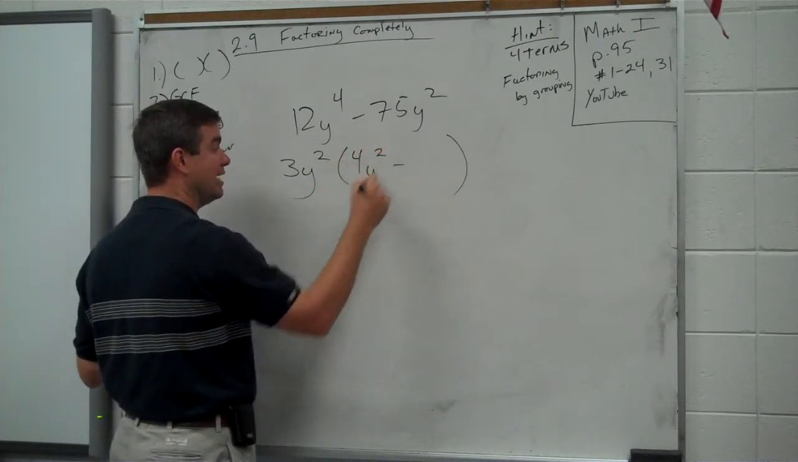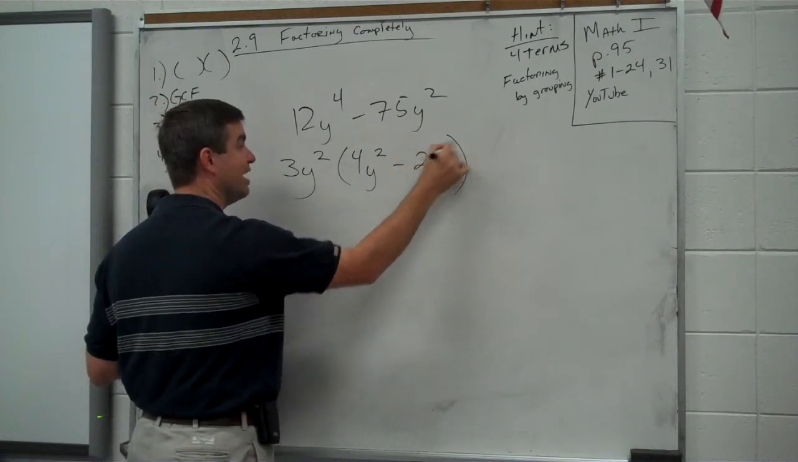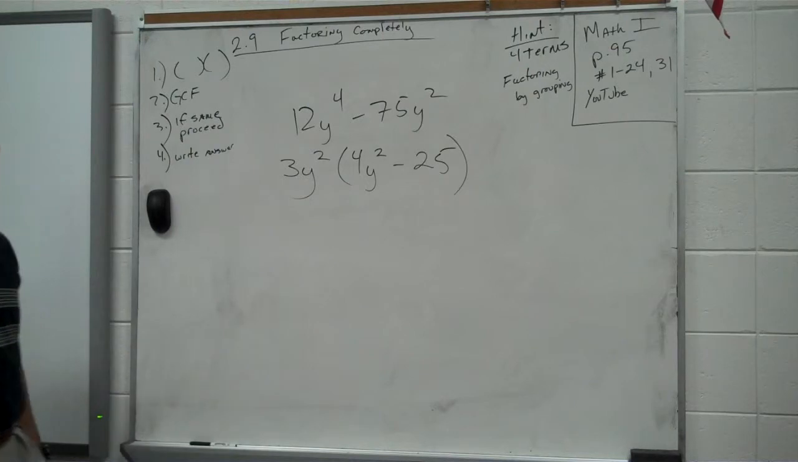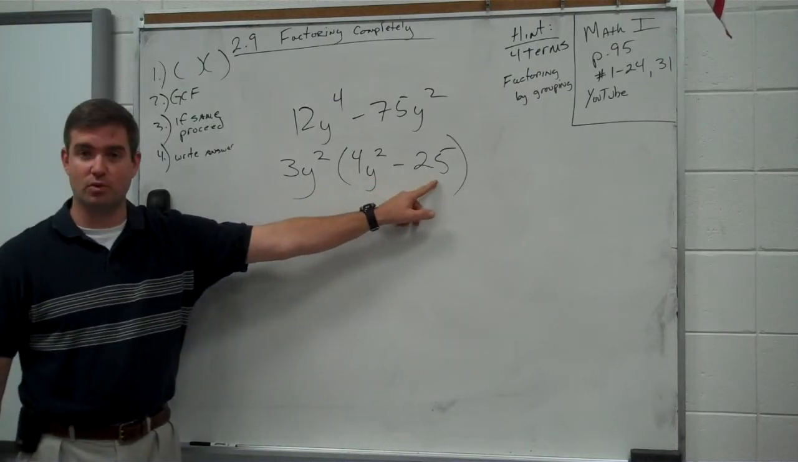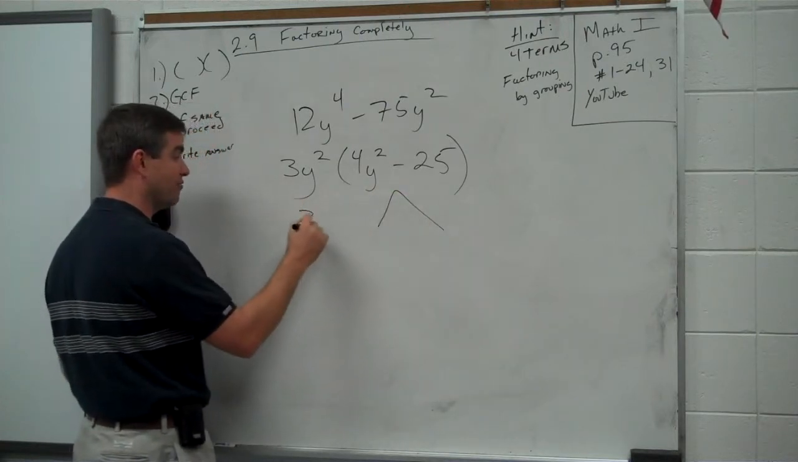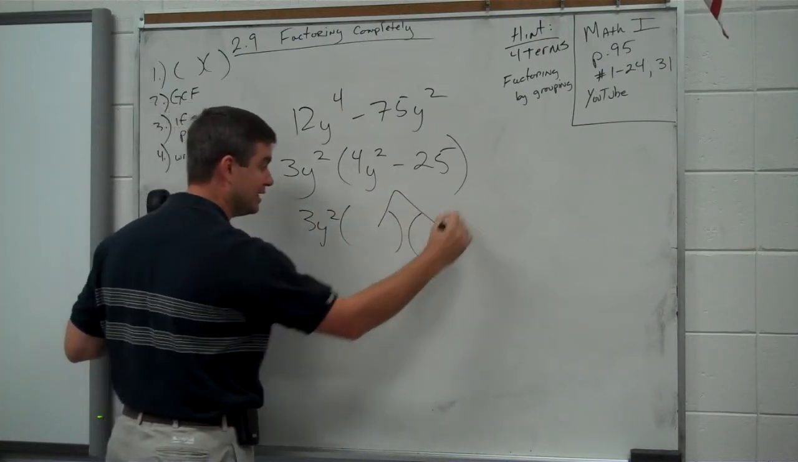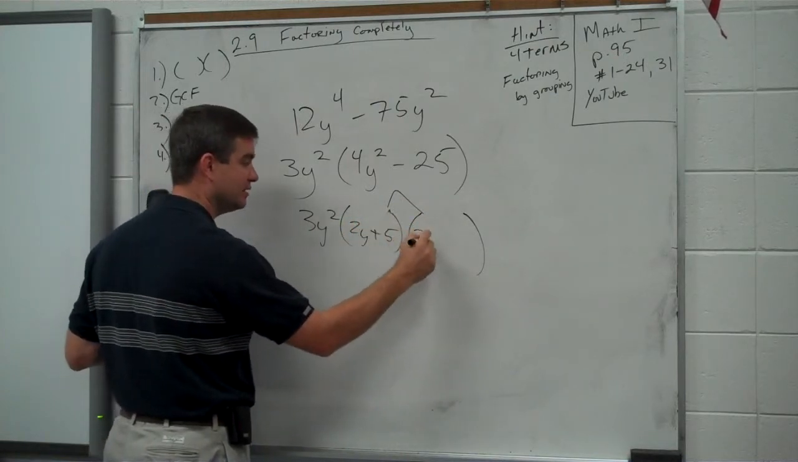4y squared minus 25. 75 divided by 3 is 25. Are we done? No. Why not? That can be factored. Perfect square minus a perfect square. This can be broken up further into two different ones. So I got 3y squared, and what do I get here and here? 2y plus 5 and 2y minus 5.